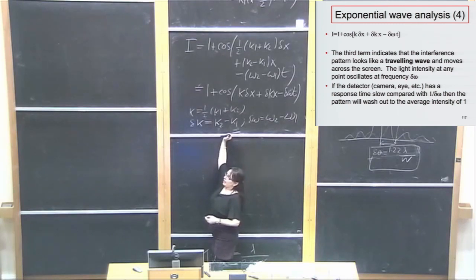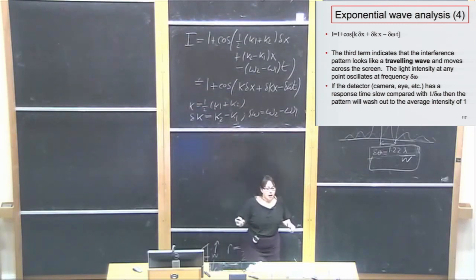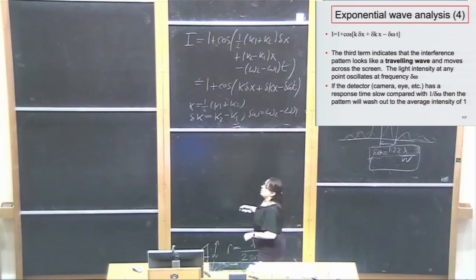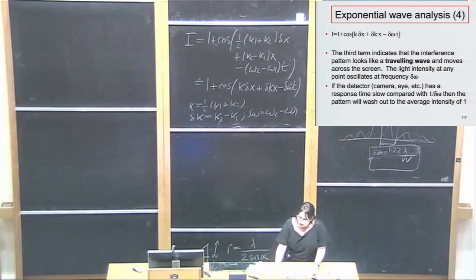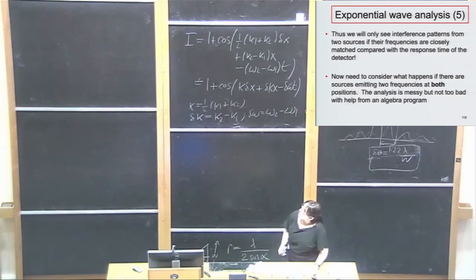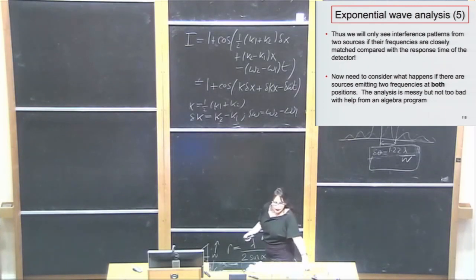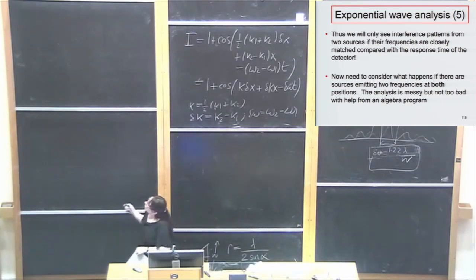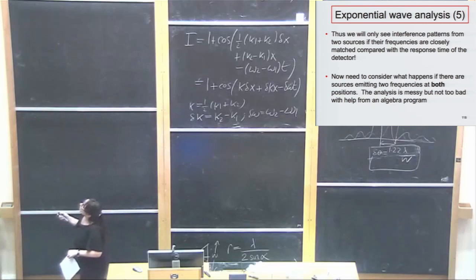Now, we've just said nothing is perfectly monochromatic, okay, but light sources such as this laser can be monochromatic enough that that variation is very slow, so that to your eye it appears monochromatic. So the message is that we will only see the interference pattern if the frequencies or the wave numbers are very close together in time.